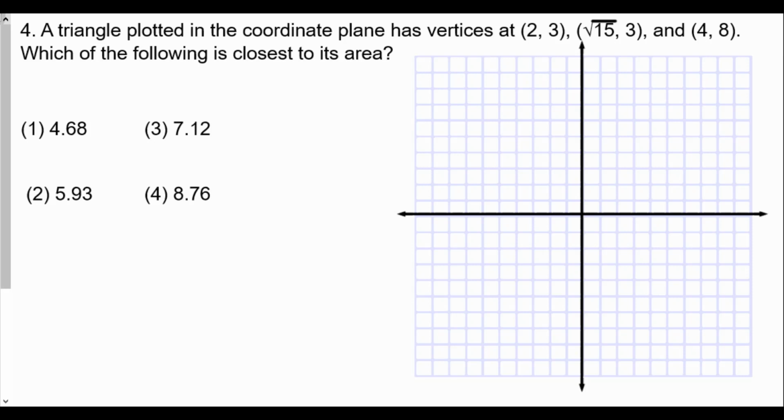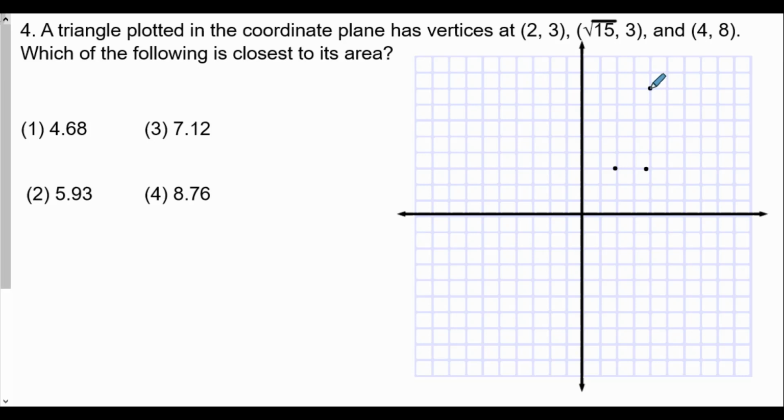So the first thing would probably be a good idea to plot these points. So (2, 3) goes, we go 1, 2, we go up 1, 2, 3. This will be point A. Okay, and then our second point is square root of 15. Now, square root of 15 is a little less than 4, so we'll put this here at a height of 3. And finally, the third point is going to be (4, 8). So here's 4, up 1, 2, 3, 4, 5, 6, 7, 8.